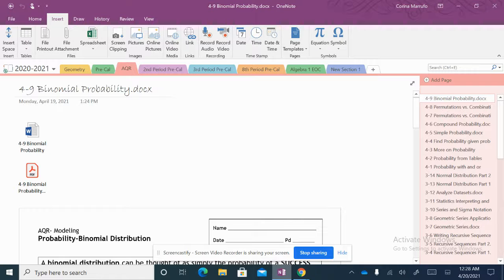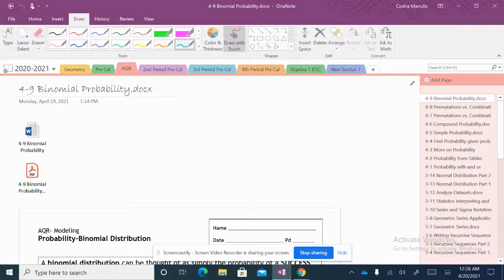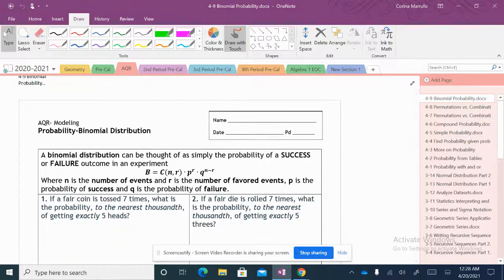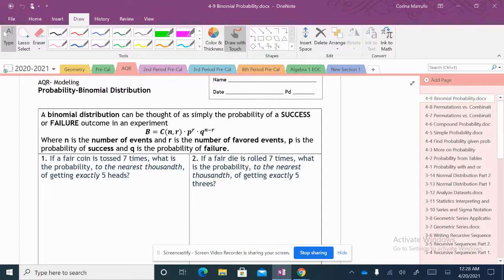Alright, so our next topic, we're going to be doing probability still with the binomial distribution. A binomial distribution can be thought of as simply the probability of success or failure outcomes in an experiment. So you have B equals a combination, but we still have to multiply our combination by the number of successes, p to the power r, and our failures, q to the n minus r.